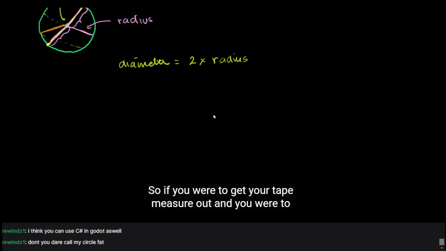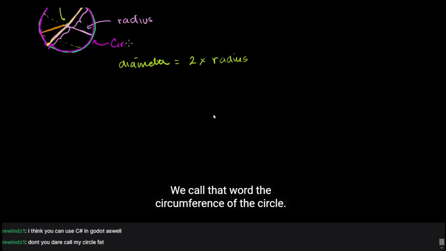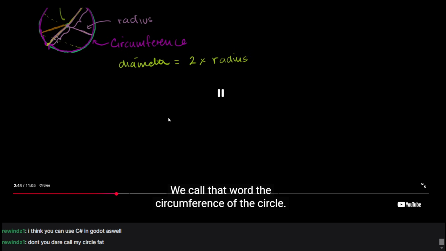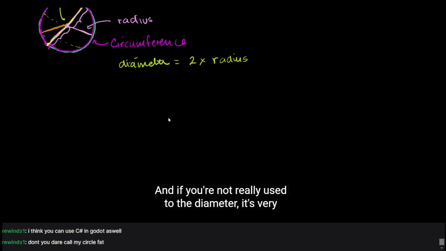So if you were to get your tape measure out and you were to measure around the circle like that, what's that distance? We call that the circumference of the circle. Now, we know how the diameter and the radius relate, but how does the circumference relate to, say, the diameter? If we know how it relates to the diameter, it's very easy to figure out how it relates to the radius.